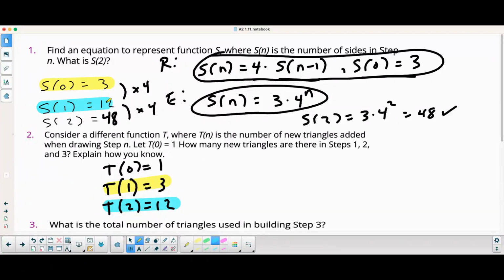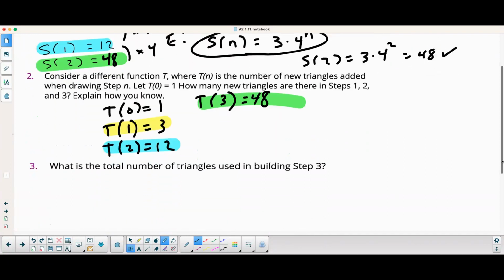So now I can kind of logically figure out that t of 3 is going to go with s of 2, so that would be 48. And that makes sense because the number of triangles depends on how many sides you have open. All right. Go down to number 3.